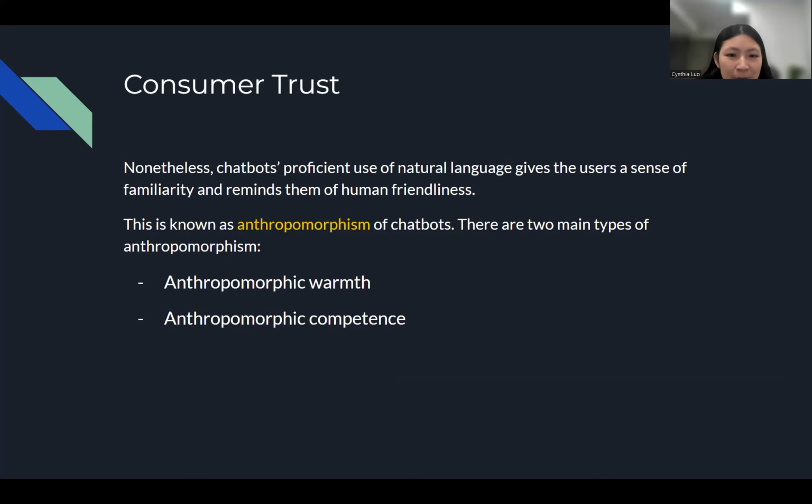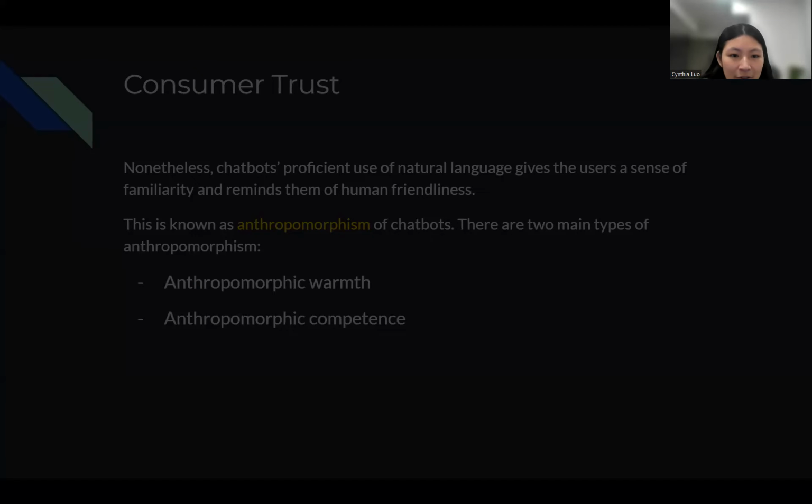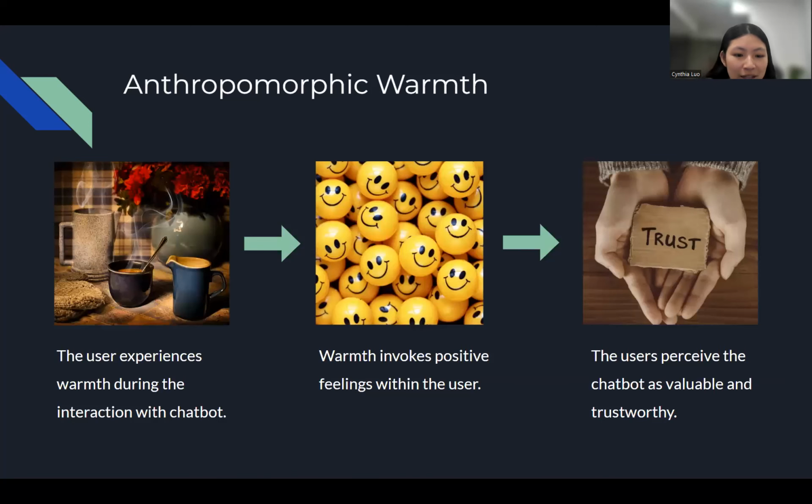Nonetheless, chatbots' proficient use of natural language gives the user a sense of familiarity and reminds them of human friendliness. This is known as anthropomorphism of chatbots. Currently, there are two main types of anthropomorphism: anthropomorphic warmth and anthropomorphic competence. I'll first discuss how anthropomorphic warmth works.